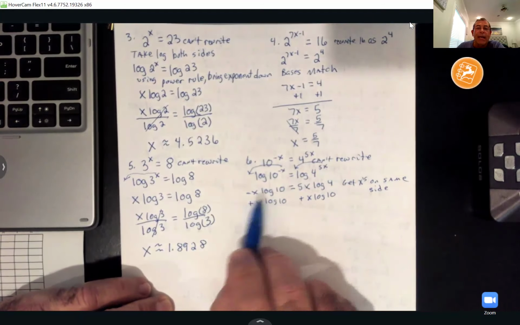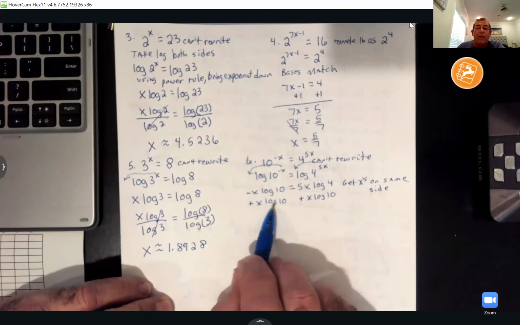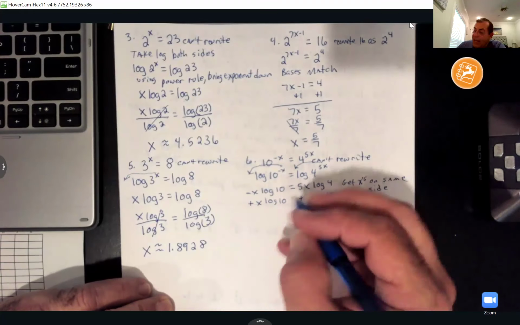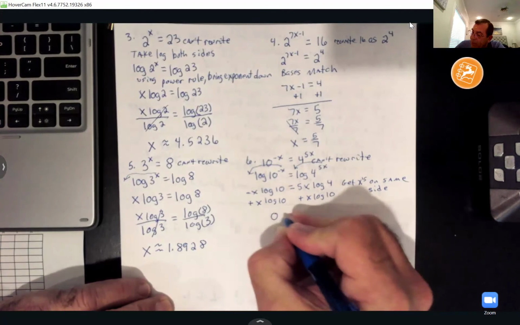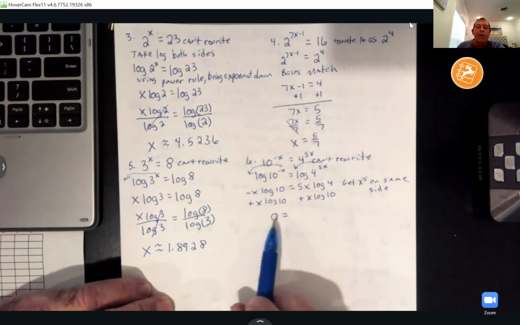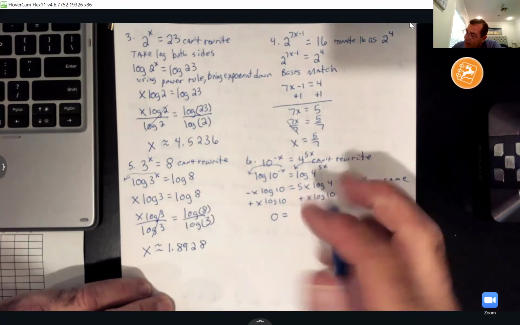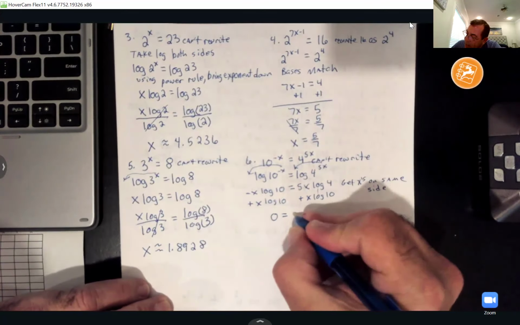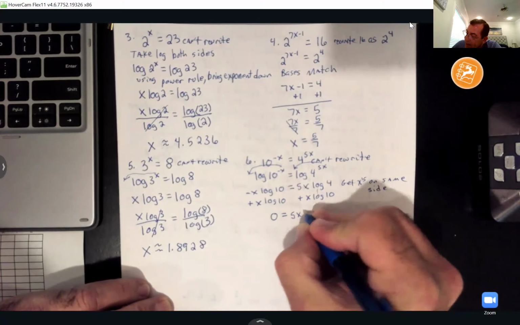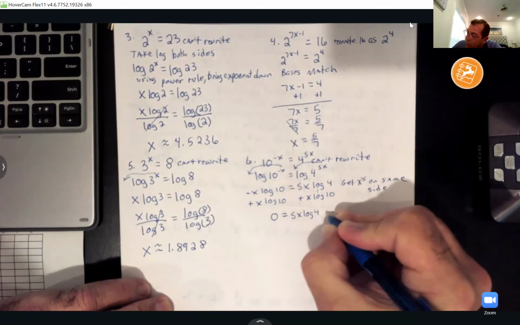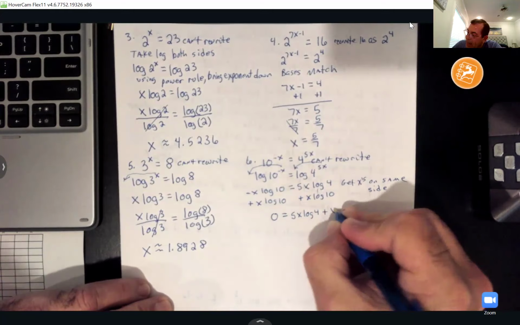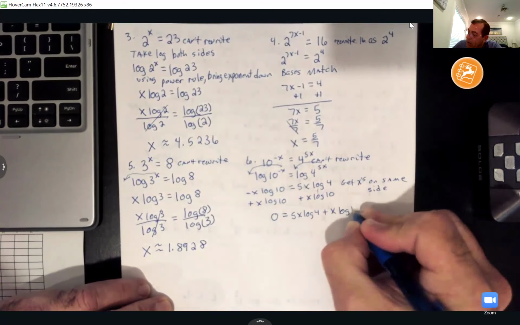So guess what? This side, negative x log 10, positive x log 10, that's going to cancel, making that side equal 0. And when you are working it and you get them on the same side, you're going to get a 0 on one side, okay? Now these aren't like terms, so I got a 5x log 4 plus x log 10.